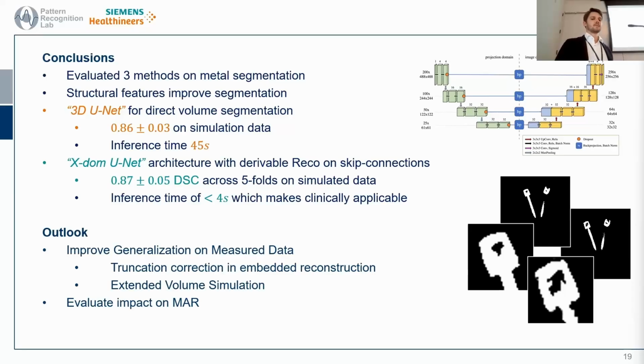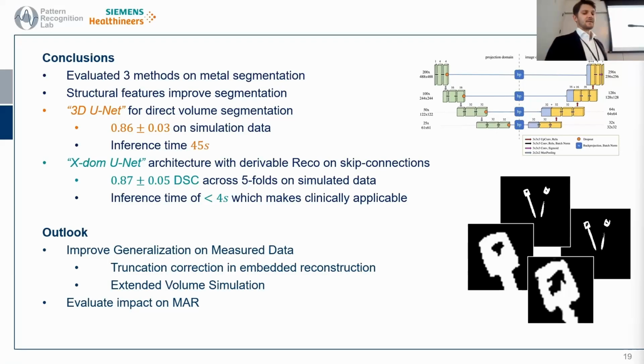However, it has a pretty long inference time of almost 45 seconds, which we aim to reduce in the future. Our cross-domain unit, which is an idea that I find very cool, features differentiable back projection operators on the skip connections and thus enables end-to-end training. It yields 8.867 dice coefficient on the 5-fold cross-validation with a very short inference time.